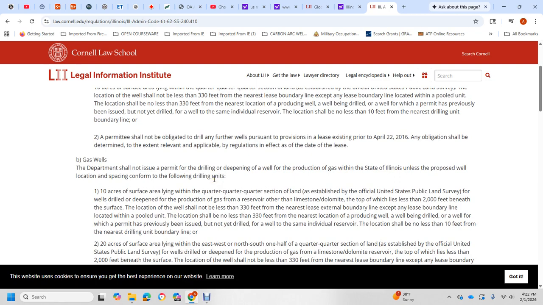Permission for the non-gas drilling pursuant to the provisional lease of the existing, prior to April 22nd, 2016. The obligation shall be determined with the extent of the relevant applicable regulation effective on the date of the lease of the gas well.